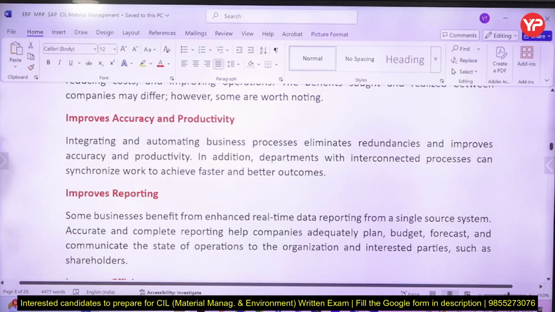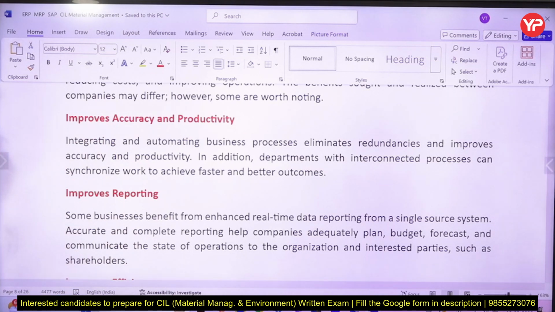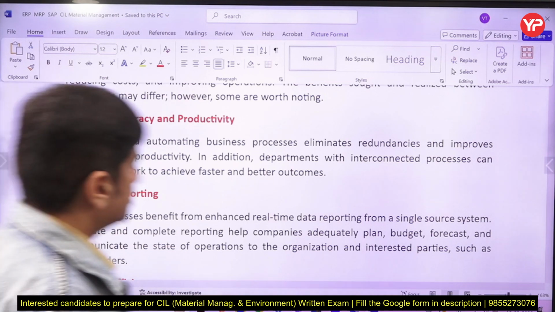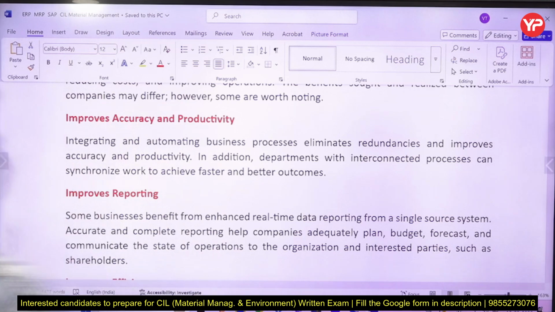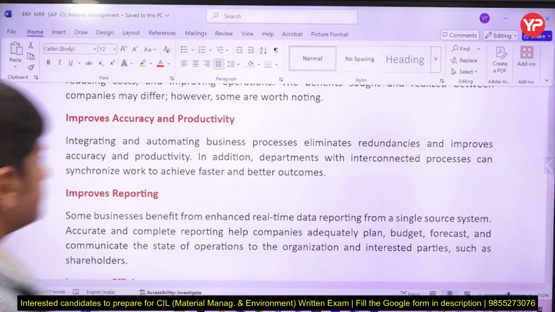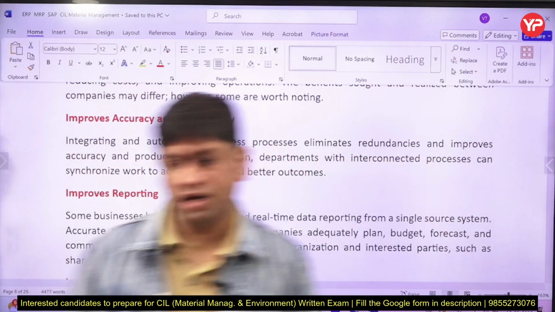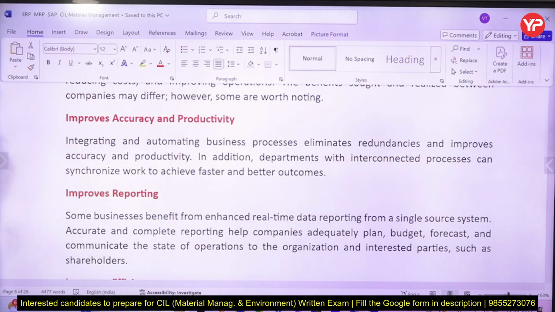Accuracy and productivity. When you integrate and automate the business processes, then redundancy gets eliminated. Accuracy increases, productivity increases. Every department is interconnected and that helps them to come out with better solutions and quick solutions. So accuracy gets improved. Redundancy gets eliminated. There are many tasks which are not required, which are redundant, which are wastage, and they get eliminated.